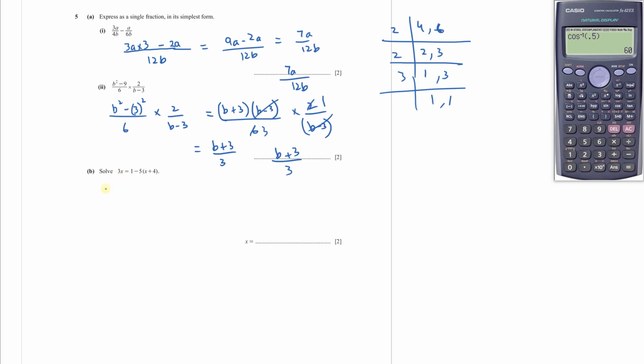Next is solve this equation. So 3x equals to 1 minus, I will open up this bracket, so I will get minus 5x minus 20. If I bring this 5x here, it will become 3x plus 5x, and 1 minus 20 is minus 19. 8x equals to minus 19, and x will be equal to minus 19 over 8. So if you want, you can convert it into the decimal value as well, or leave it as a fraction. Both are fine.